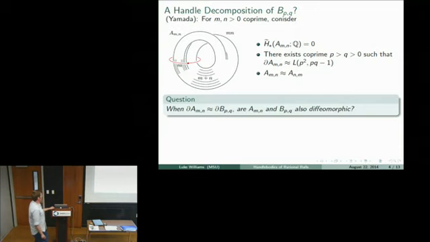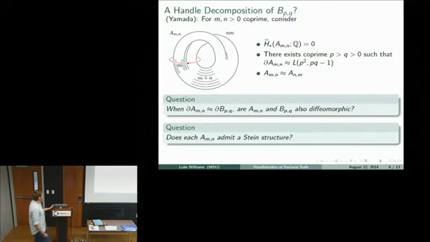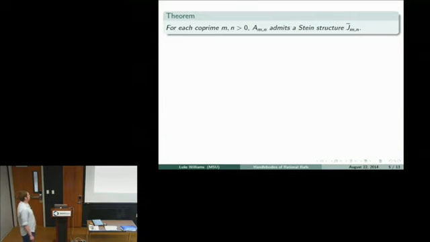And maybe even before trying to answer that, a very related question is to ask, can we put a Stein structure on A_{m,n}? Certainly if we can do that and that Stein structure fills the standard contact structure, then we're in great shape. This is the first question that we would like to think about. So we come to the first theorem, which is an affirmative answer: if we pick coprime m and n, then every one of these A_{m,n} admits a Stein structure.